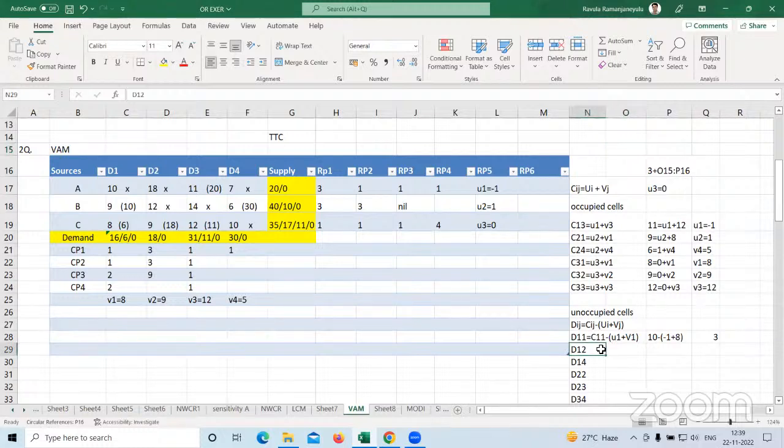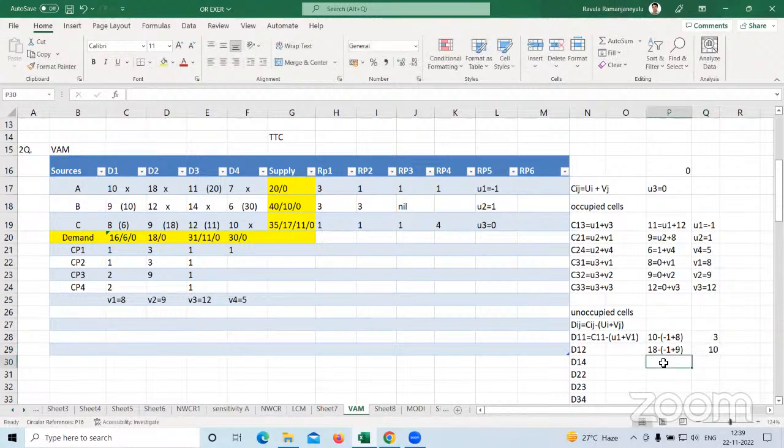Similarly for 1, 2, sorry, D12, the cost is 18, right? Minus of U1, which is minus 1, plus V2. V2 value we got as 9. Is that clear? 1, 2. C12 value is 18. 18 minus of minus 1 plus 9, 8. 10 minus 8, nothing. 10 you are getting, that is a positive value.